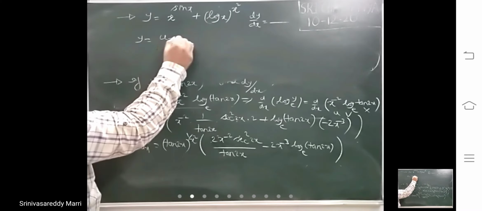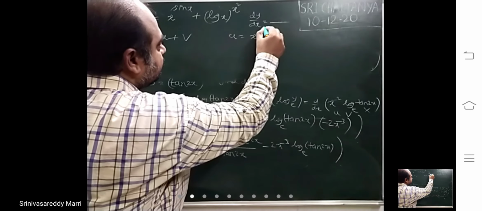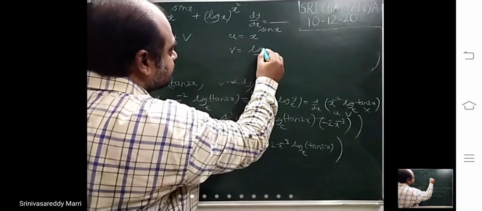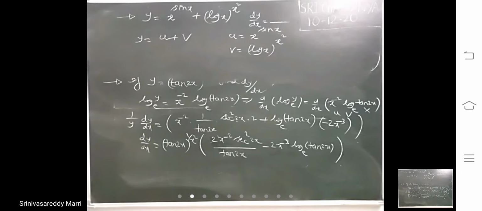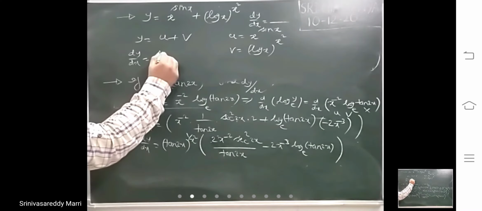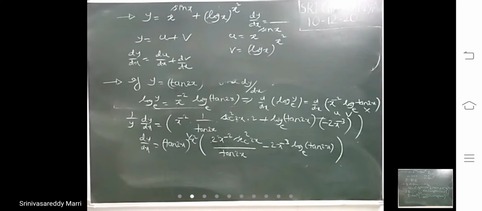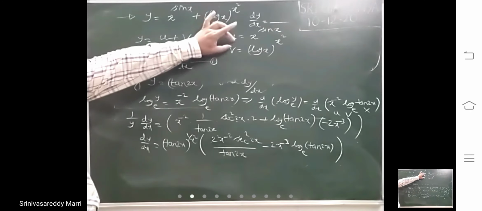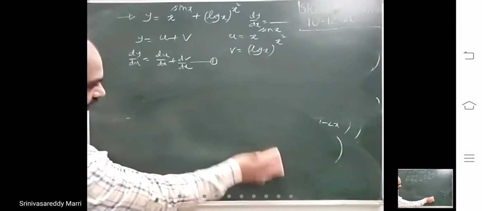You take this as u and this as v. u is x power sin x, and v is (log x) to the power x square. Then what do you have to find? dy by dx is nothing but d by dx of u plus v, so du by dx plus dv by dx. That means you find the derivative of each and then add both derivatives. Now you know how to calculate du by dx.